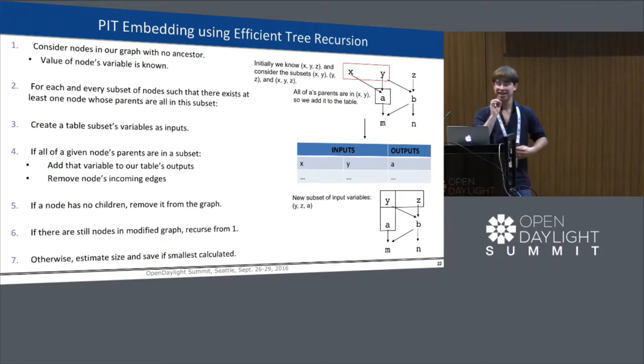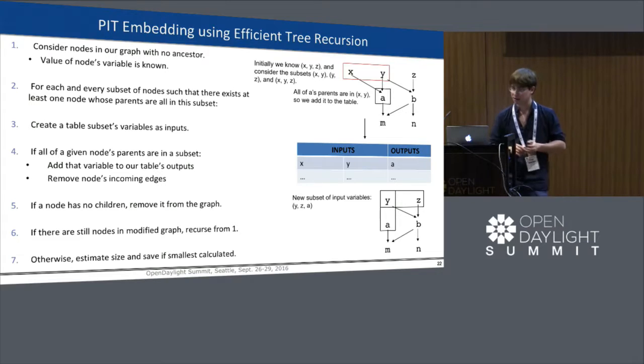Now, we then consider each and every subset of nodes that have no ancestor and which can create a node. That is, there exists at least one node whose parents are all in this subset. On the graph above, such subsets would be xy, which have the variable a as a child, yz, which have the variable b as a child, and xyz, which produce a and b. Notably, we do not consider subsets such as y, because y on its own cannot generate any single variable. We are now going to recurse on each of these subsets.